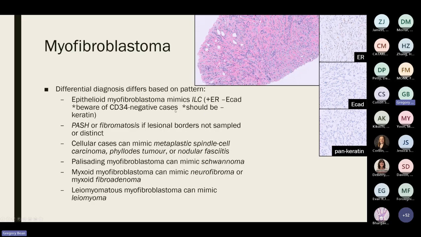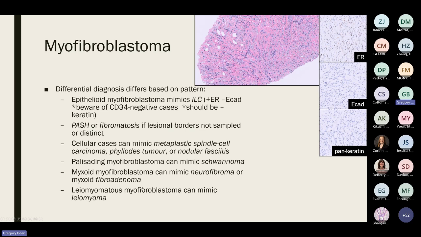Beware of CD34 negative cases. That can really also throw some sand into the gears. It can mimic PASH or fibromatosis if you don't see the lesional borders. Cellular cases can make you start thinking about metaplastic carcinoma, the stromal component of a phyllodes tumor, perhaps nodular fasciitis. Palisading myofibroblastoma can mimic schwannomas. Myxoid myofibroblastomas can mimic neurofibromas or myxoid fibroadenomas.